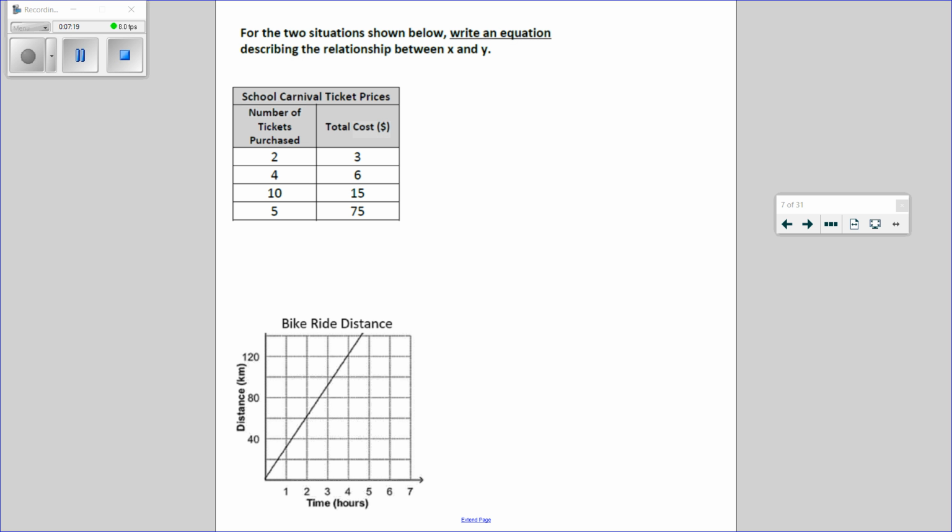All right, so for the two situations shown below, write an equation describing the relationship between x and y. So here's x, here's y. What is the relationship between x and y? Would you like to find the constant of proportionality to help you? I would. k equals y over x.